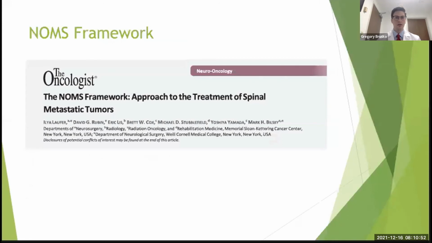And so now moving on, the other landmark paper, the NOMS framework, is an approach to the treatment of spinal metastatic tumors, published in 2013 from Sloan Kettering. It describes a useful framework for surgical decision-making for spinal metastases. It has become one of the standards today for evaluating the patient with spinal metastases and whether or not they need to go to the operating room or get surgery.